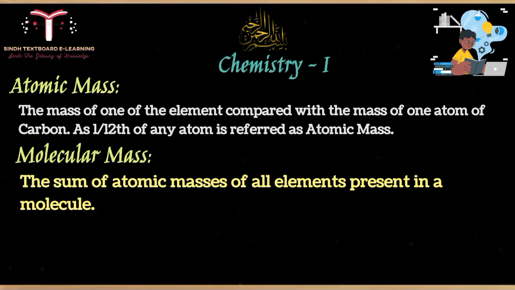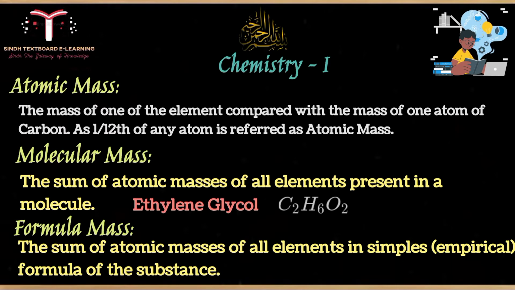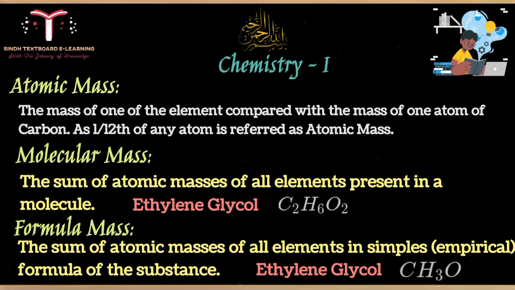Molecular mass is the sum of atomic masses of all elements present in a molecule. The actual formula is referred to as the molecule, and when we find the sum of atomic masses of the actual formula, we refer to it as molecular mass. Formula mass is the sum of atomic masses of all elements in the simplest or empirical formula of the substance. If we take the simplest ratio of the molecular formula, that is called the empirical formula. The sum of atomic masses of that simplest empirical formula is referred to as formula mass. Remember, molecular mass is different and formula mass is different.